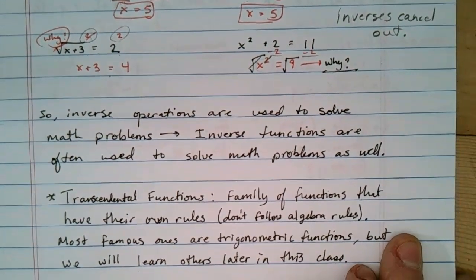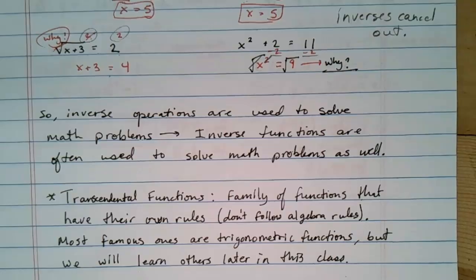So there's a thing called a transcendental function. It's actually a family of equations that have their own rules. They don't follow algebra rules. Anything that doesn't follow algebra rules is a transcendental function. The most famous transcendental functions that you may have seen in the past are trig functions: sine, cosine, and tangent. Sine, cosine, and tangent don't follow algebra rules because they're not algebra functions. They are transcendental functions. They have their own set of rules.